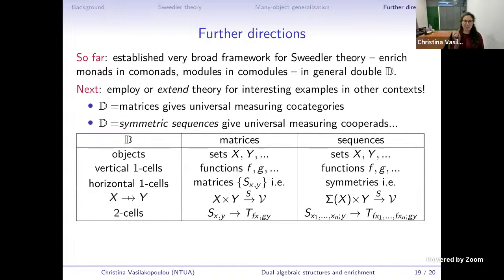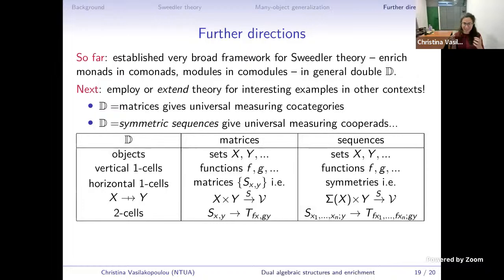So what the symmetric sequences have as a double category is the structure of what we call an oplax monoidal double category. So then, of course, the machinery is not going to work exactly the same way, but preliminary investigations show, and I don't think it's by accident, that this oplax direction of the tensor product is in fact good enough for Sweedler theory to be developed. It is good enough for those adjunctions to exist and for this enrichment to arise.